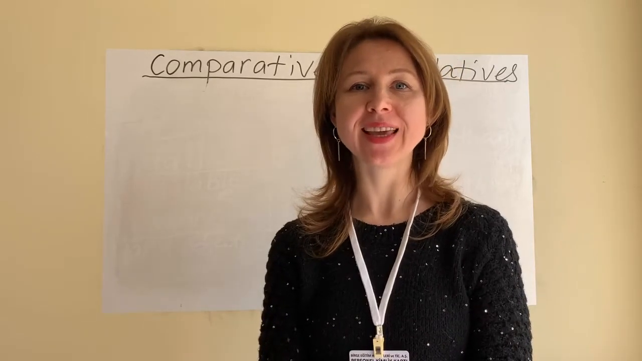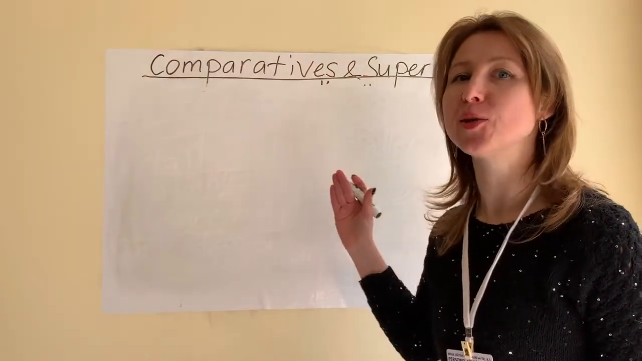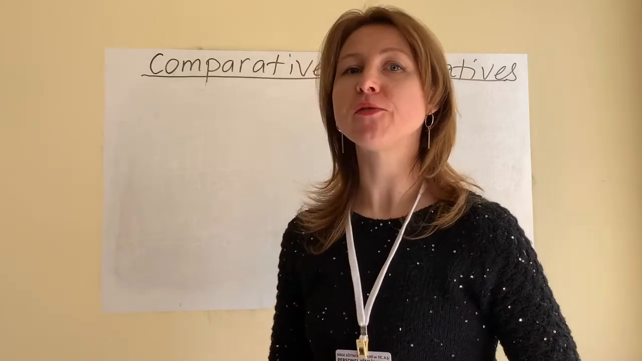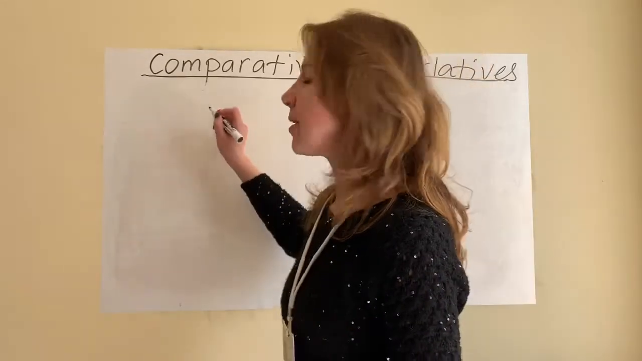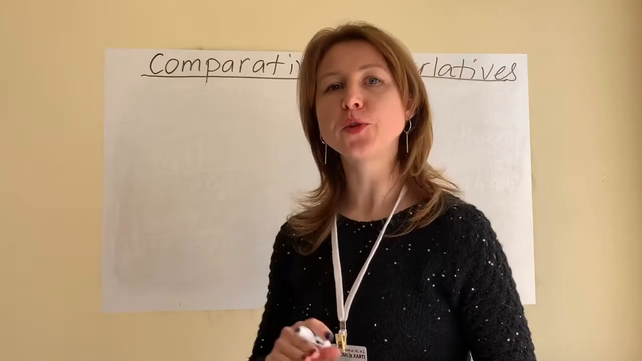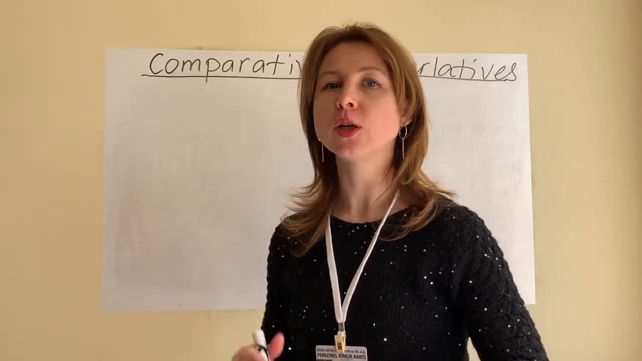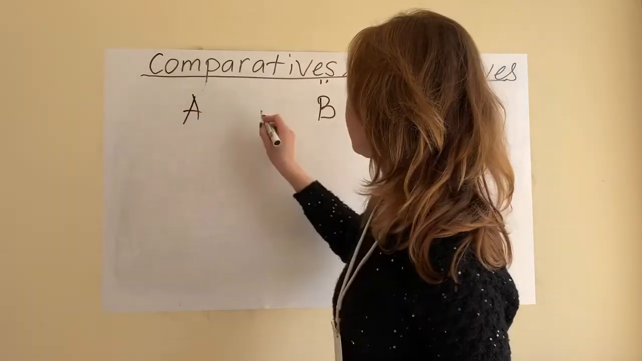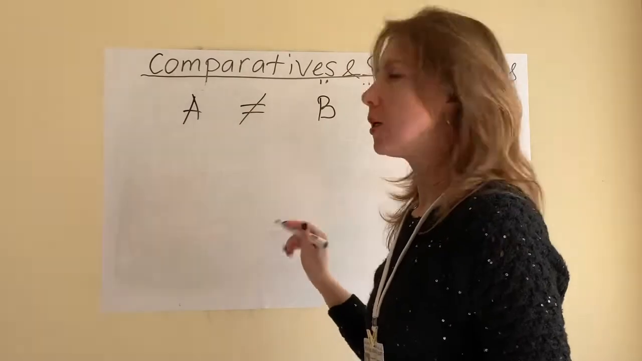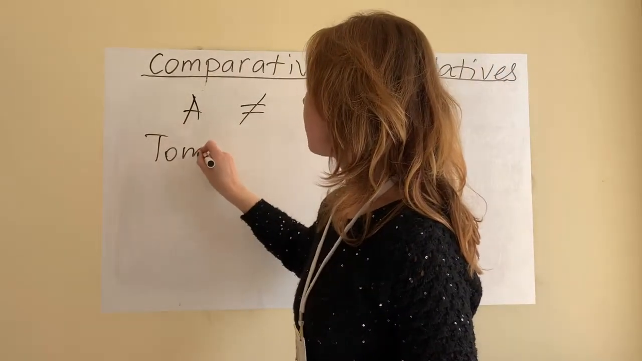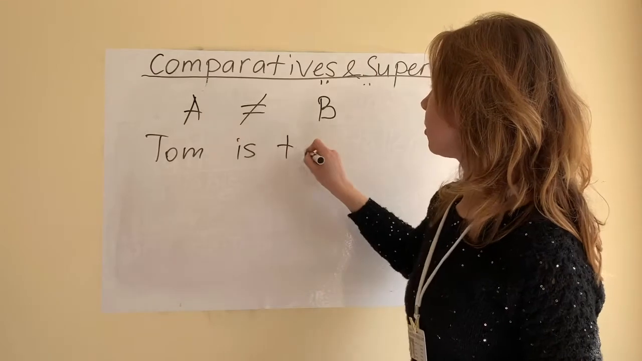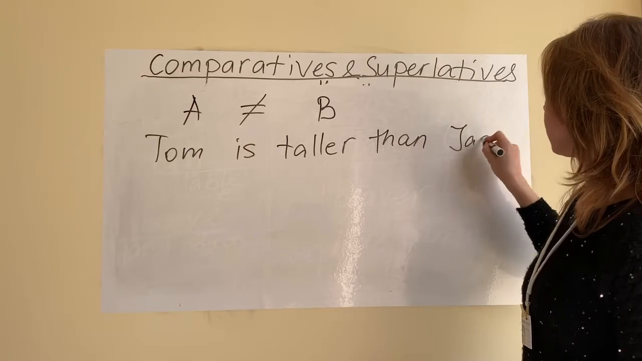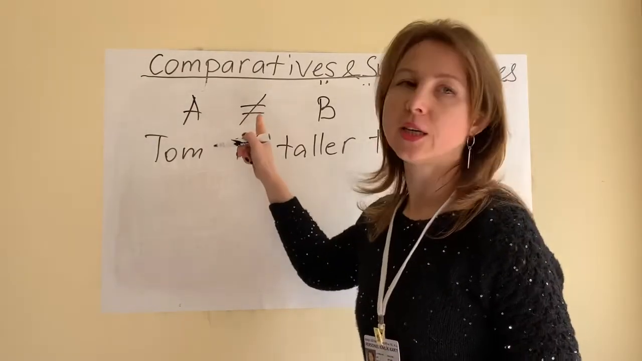Our topic today is comparatives and superlatives. Let's start with comparatives. When do we use these forms? Just imagine you want to compare two people, two things, or two places. Let's say A and B, and they're not equal. Like Tom is taller than Jack. Yeah, they're not equal.